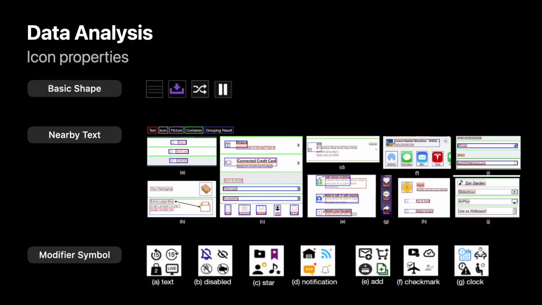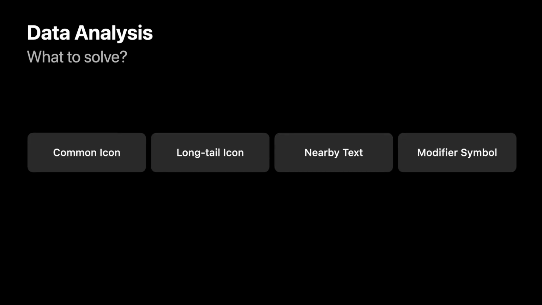After manually examining the icon dataset, we observed that the semantics of icons are relevant to many factors, including their basic shapes, nearby text, modifiers, and other contextual information on the screen. After data analysis, we decided to create labels for both common and long-tail icons and recognize nearby text and its modifier symbol as additional context of the icon label.